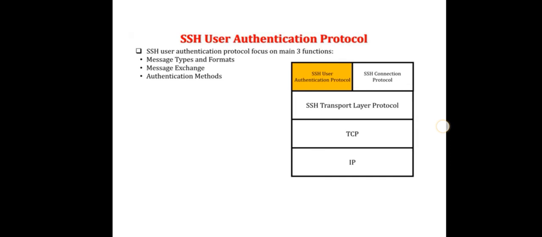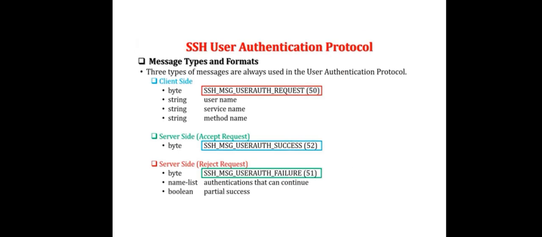SSH user authentication protocol. The SSH user authentication protocol has three main functions. First one is message types and formats, second one is message exchange, third one is authentication methods. So from the first one, message types and formats.